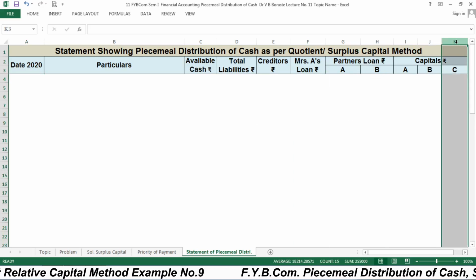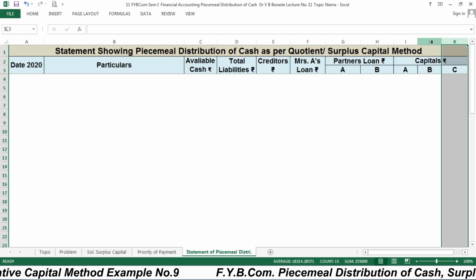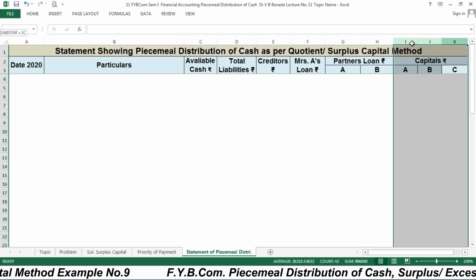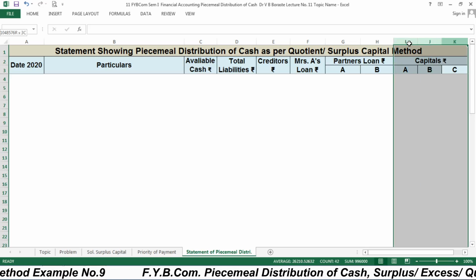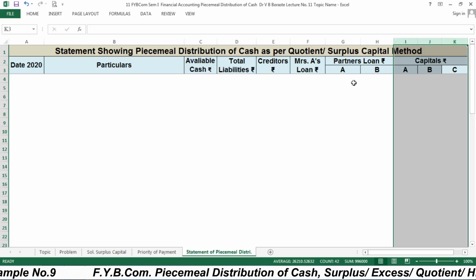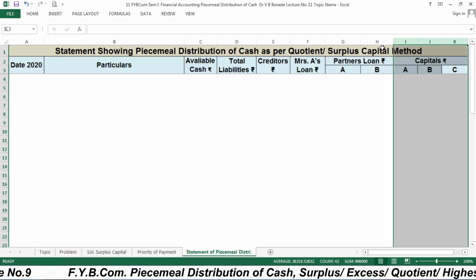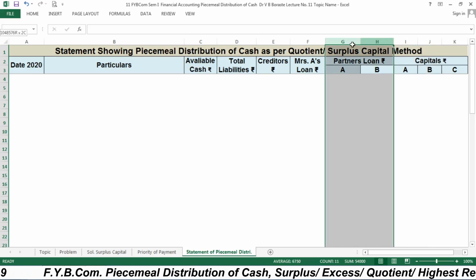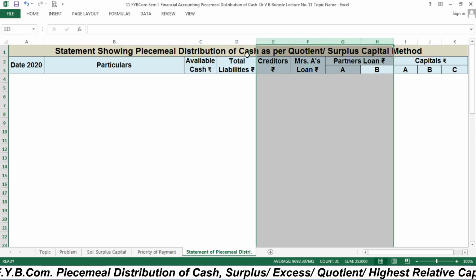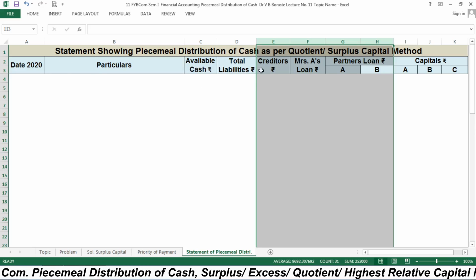So first of all, draw a column of C, after that draw a column of A, after that draw a column of A, B and C. When you draft these three columns, you will be able to view how much space is available in your notebook, and then you have to draw a partner's loan column, then third party liability. After that, you can draw this column.